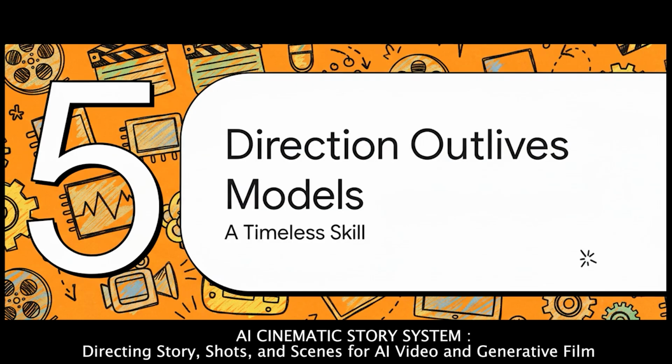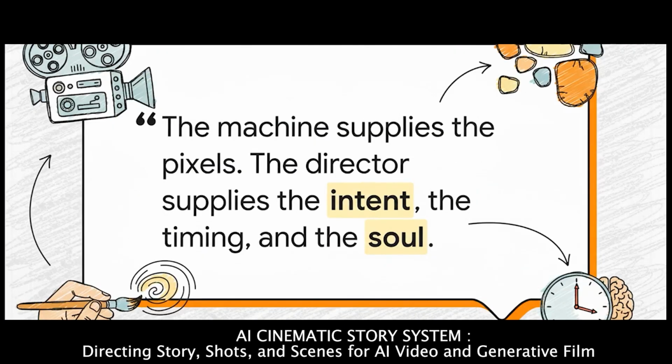So, let's pull back and bring this all home. The specific tools we use, the AI models, the software, all of it is going to change, constantly, probably by next week. So what's the one thing that actually lasts through all that change? I mean, this quote just says it all, doesn't it? As the machines get better and better at handling the technical stuff, the pixels, the lighting, the texture, our role as creators actually becomes clearer and more important than ever. We're the ones who supply the intent, the timing, the soul. That is the part the machine will never, ever be able to replicate.